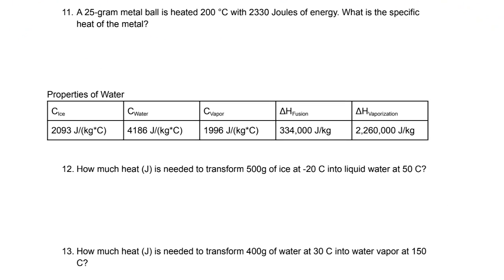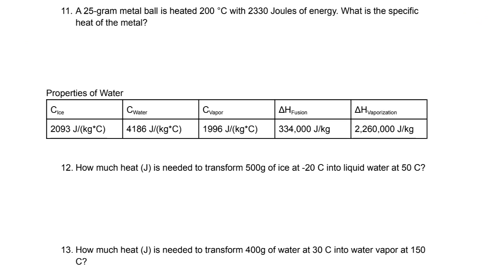All right. Number 11, a 25 kilogram metal ball is heated 200 degrees with 2,330 joules of energy. What's the specific heat of the material? So the formula we need is the specific heat formula. Q equals m c delta T. So the energy needed was 2,330 joules. We'll put that in for Q. The mass was 25 grams. The specific heat is unknown. And then the change in temperature is the 200. It was heated 200 degrees. All right, we'll multiply the 25 and the 200 and then divide it to the other side.